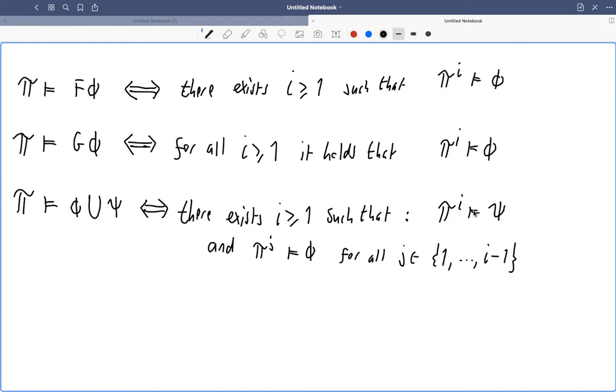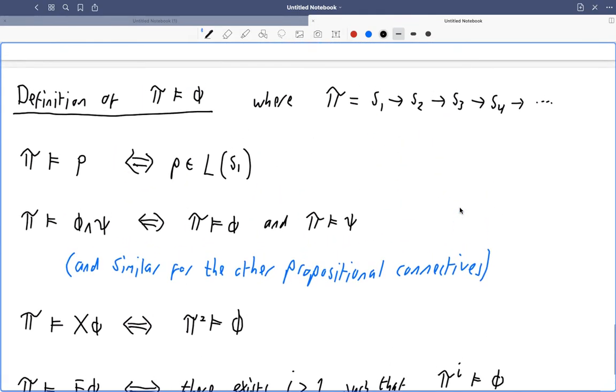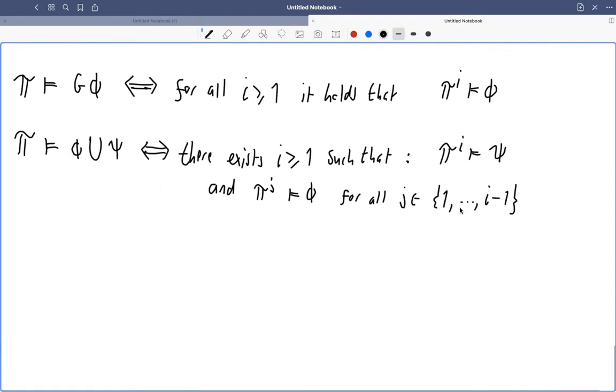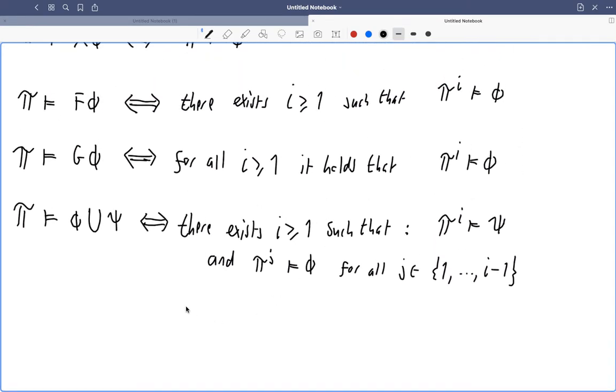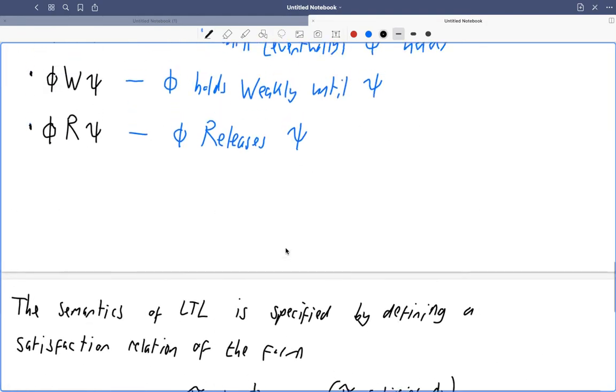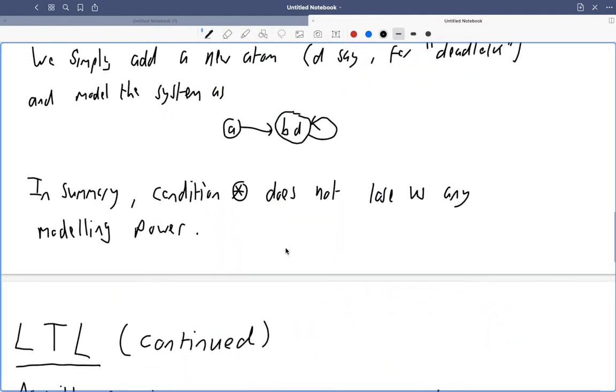We also have the weak until and the releases operation, but I suggest we come back to those at the end of the lecture because already we've gone through rather a lot of definitions of the satisfaction relation. We've got enough to be going on with, so let's make progress now with what we've got, and then we'll come back to complete the somewhat tedious definition at the end of the lecture. So we've got the semantics. Let's go back to our mutual exclusion example.